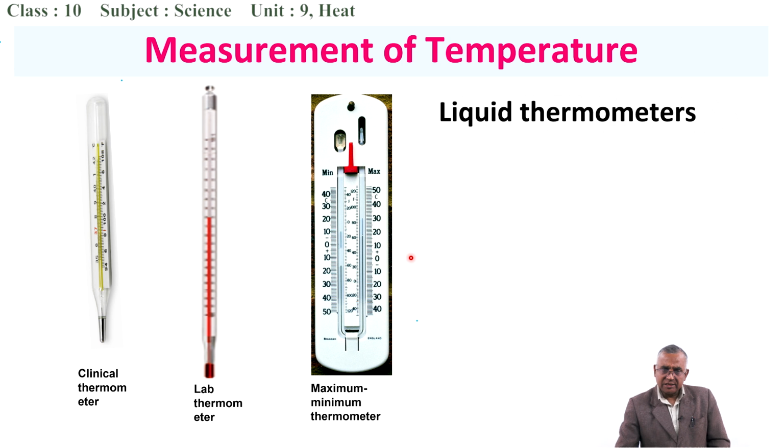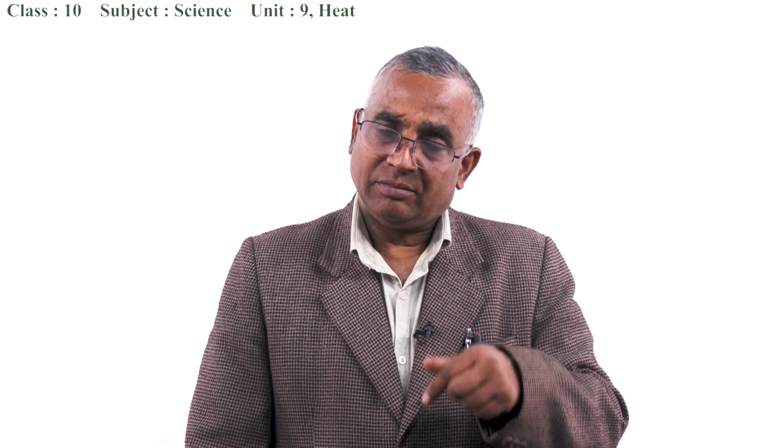So these thermometers are used with liquids and they are called thermometric liquids. And you know what are used as thermometric liquid? Either alcohol or mercury. Yes, only these two materials are used as thermometric liquid.